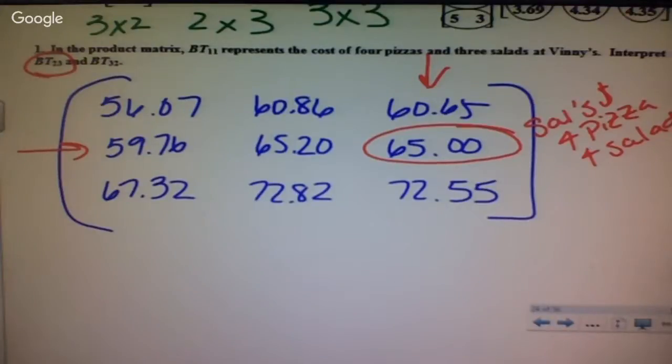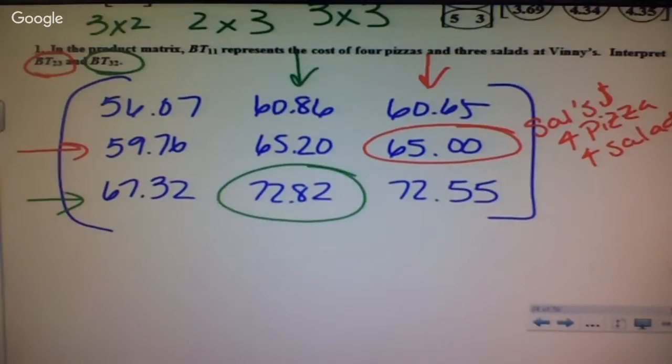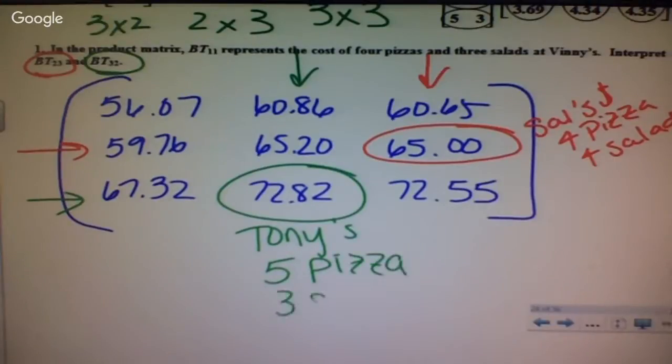The second number they want us to interpret is BT 32. So now we're in the third row and the second column. What's 7282? 5 pizzas, 3 salads, Tony's. Okay, so now we're at Tony's restaurant because we're in that second column. And we ordered 5 pizzas and 3 salads.